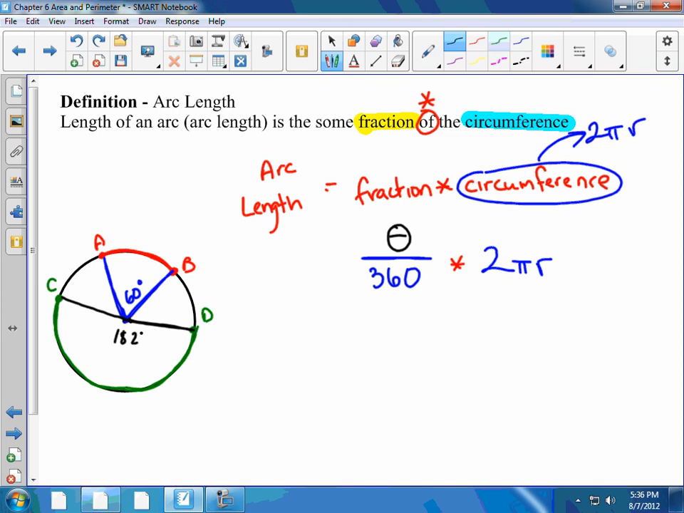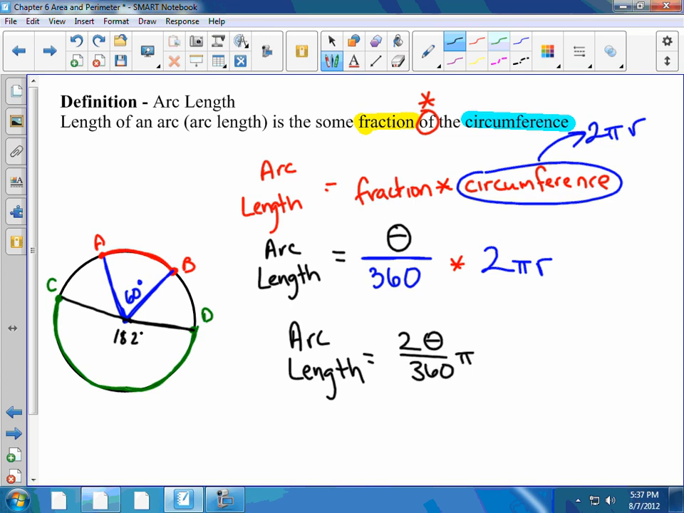So here's our formula. Arc length equals theta over 360 times 2 pi r. Now, we're going to clean that up. We can actually combine the pieces together, and we'd get arc length equals 2 theta over 360 pi times the radius of the circle.